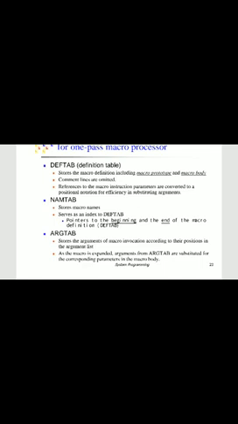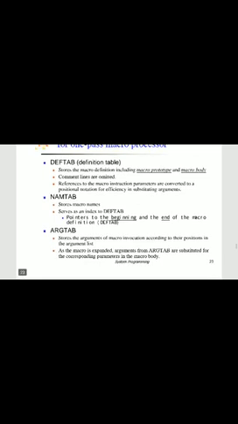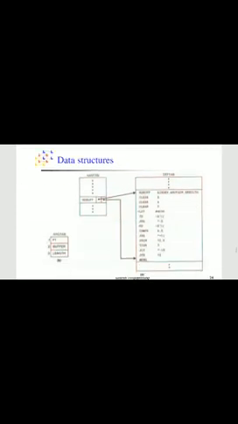So this argument table will give you the arguments you are passing whenever you invoke that particular macro. The argument table stores the arguments of a macro invocation according to their positions in the argument list. Just see here, this is an example.